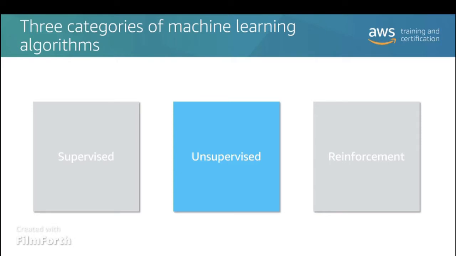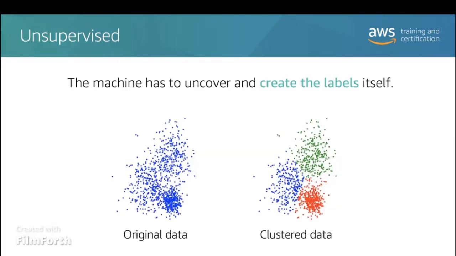Now, let's talk about unsupervised machine learning. Sometimes all we've got is the data. There's no supervisor in the room. In unsupervised learning, labels are not provided like they are with supervised learning. We don't know all the variables and patterns. In these instances, the machine has to uncover and create the labels itself. These models use the data that they're presented with to detect emerging properties of the entire data set and then construct patterns. A common subcategory of unsupervised learning is called clustering.